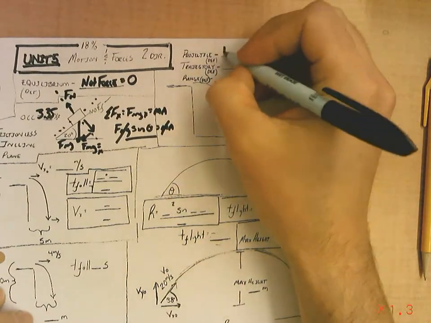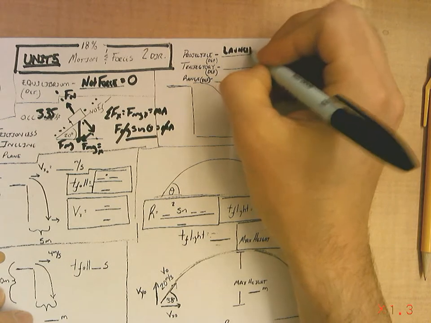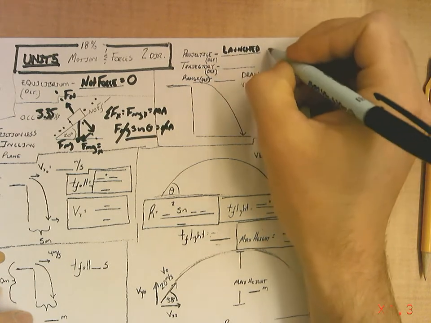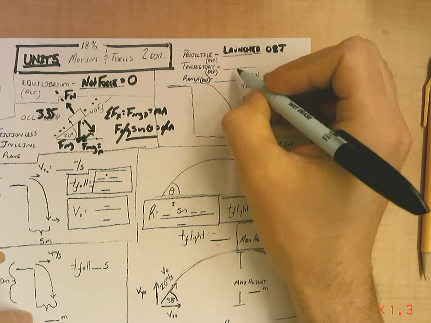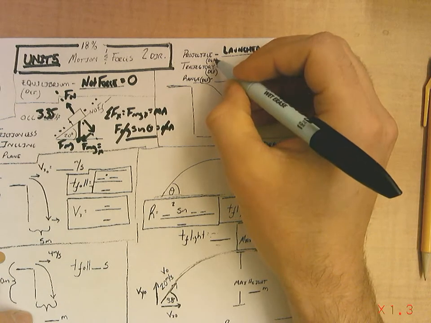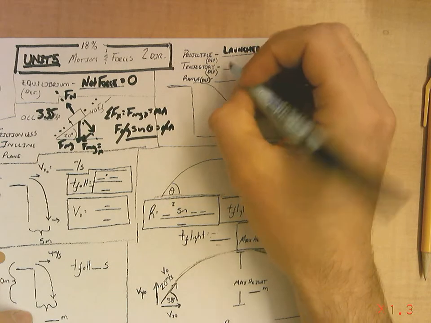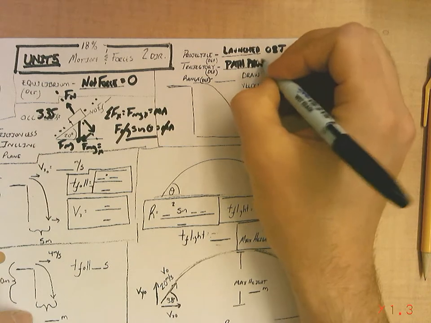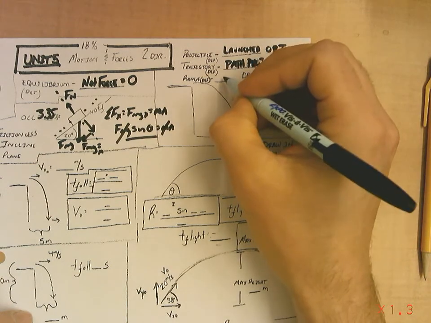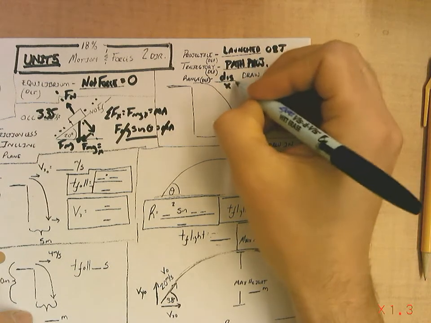Let's jump over here to the top right. Projectile, that's the launched object. For example, in the ramps, the ball was the projectile. In the trebuchets, the clay is the projectile. Trajectory is the path of the projectile. And range is the distance it travels in the x.